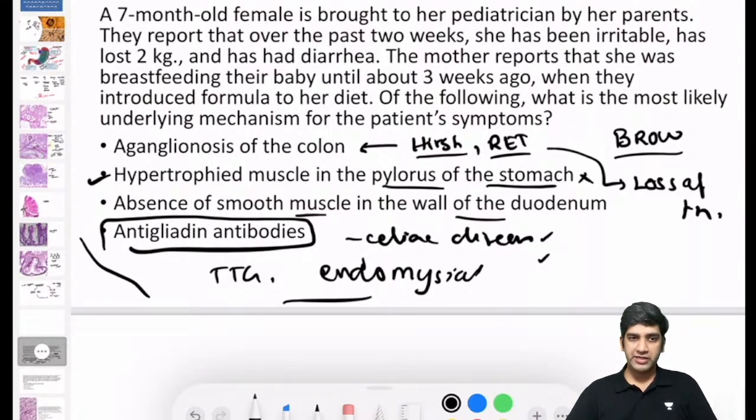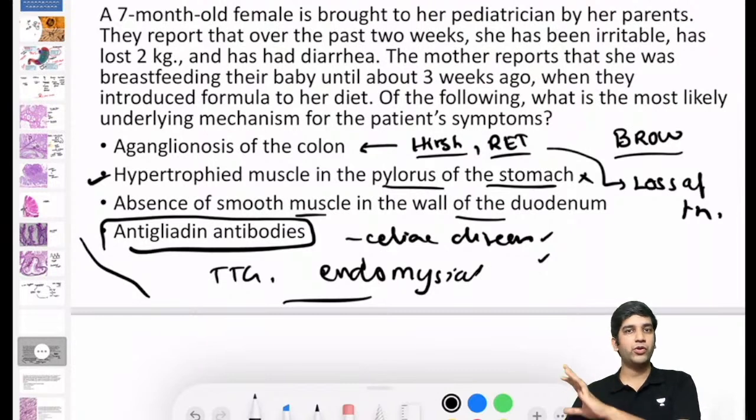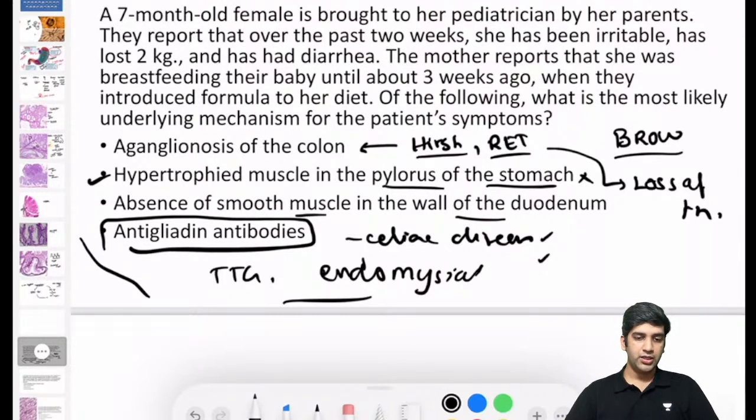Since it's an antibody mediated disease, I'm going to take a detour and learn one important concept which is very important for you to avoid a few mistakes. In celiac disease, what do you think is the cell which destroys the intestinal epithelium? T lymphocytes or B lymphocytes? T cells or B cells? Which destroys the epithelium in celiac disease? It's undoubtedly T lymphocytes, right?